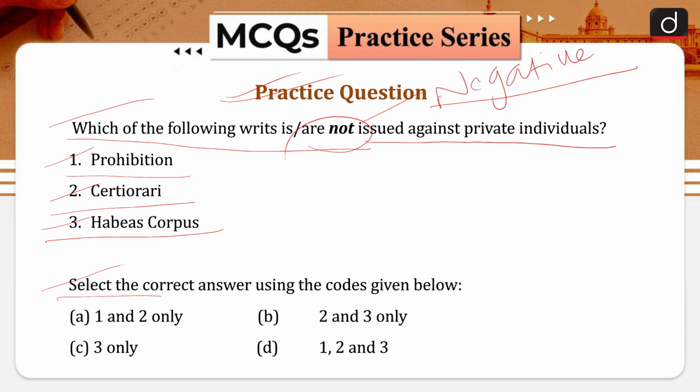So, select the correct answer using the codes given below. Option A is 1 and 2 only. Option B is 2 and 3 only. Option C is 3 only, and option D is 1, 2 and 3. And this answer will be given by you to me in the comment box below.